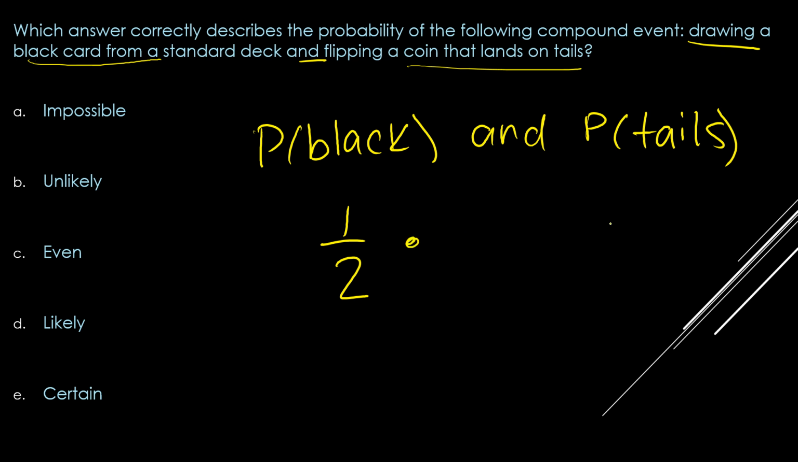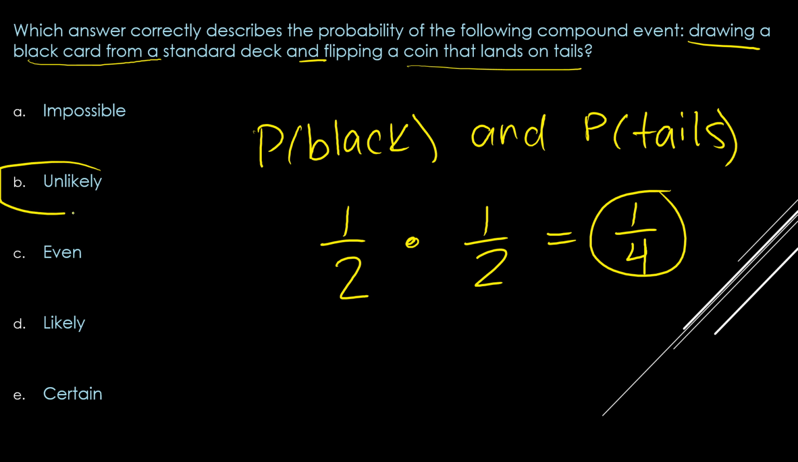And it means that we're multiplying, and the probability of flipping a coin and it landing on tails is 1/2. So when I multiply these together, I should get 1/4, which actually means that this event is unlikely. Okay, so be careful with these, because yes, both of these probabilities on their own would be 50-50, or 1/2, or even, but remember, you have to keep in mind that you were doing a compound event, so you need both of these things to happen, which makes it much harder to accomplish.